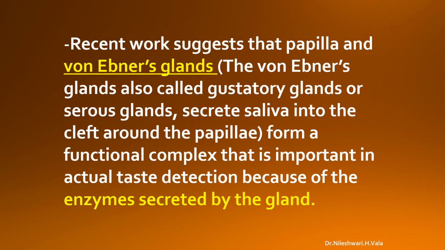Now recent work suggests that papilla and Von Ebner's gland, also known as gustatory glands or serous glands, secrete saliva into the cleft around the papillae. That forms a functional complex, and that is important in actual taste detection because of the enzymes secreted by the gland.